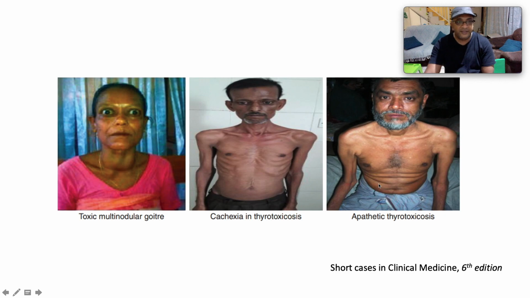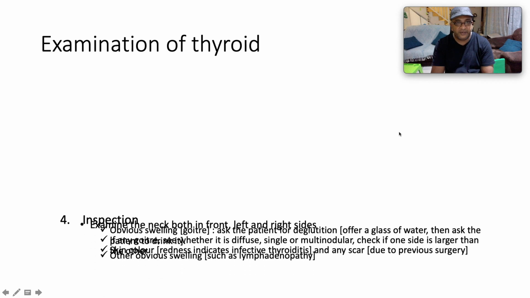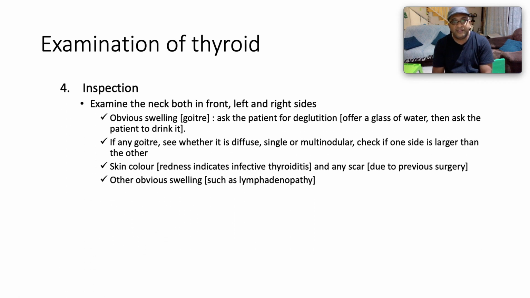Okay, here's an example of toxic multinodular goiter. You can see this patient is extremely cachectic in the setting of thyrotoxicosis, and this is what we call apathetic thyrotoxicosis. All right. So you want to inspect the thyroid, inspect the neck from the front and left and right sides. So first up, you check for any obvious swelling, which speaks to a goiter, and ask the patient for deglutition, which is a fancy way of saying swallow.